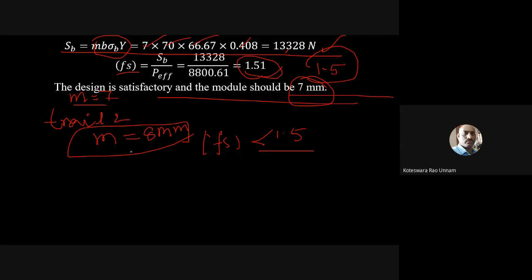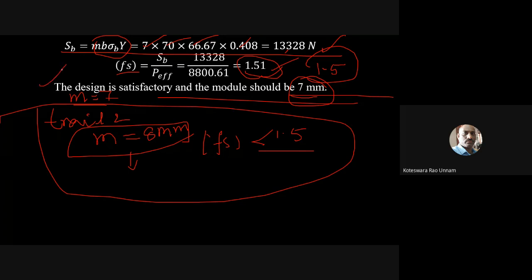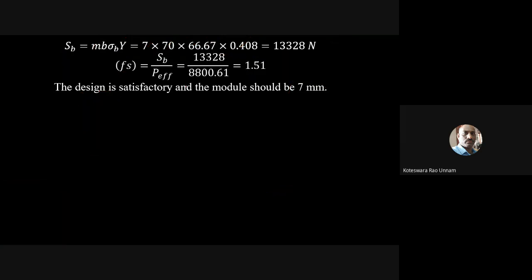So if not, then you need to go for trial 3 like that. Luckily here with 7 mm it is satisfying, so no need to do the iterations here. With 7 mm you are getting a factor of safety of 1.51, that means no need to do the iterations, so we can stop the problem here itself because your design is satisfactory even in the first trial itself. Okay, so this is how you can solve the problem.